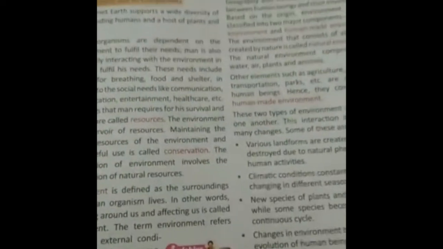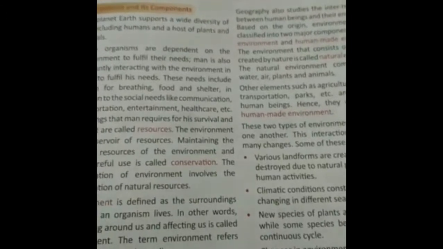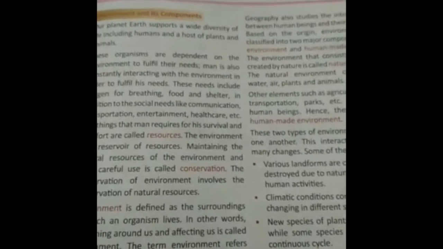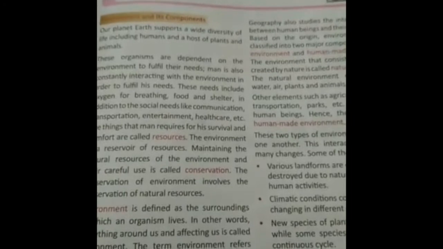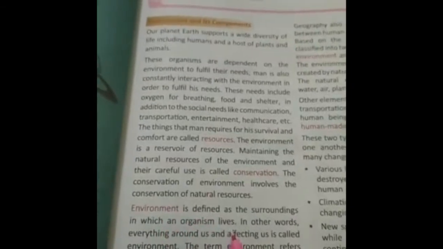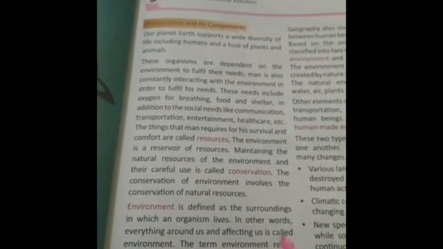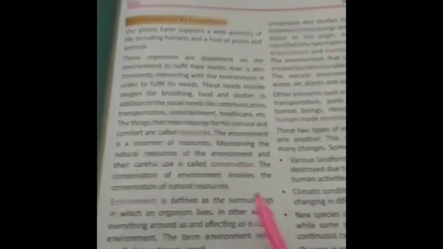Good morning, children. The lesson today is we and our environment. What is environment basically? Environment is the surrounding all around us on which all living organisms depend. That is everything that surrounds the earth.